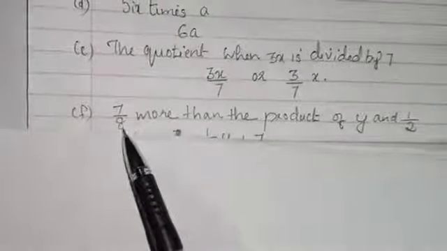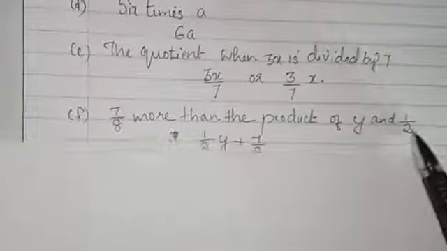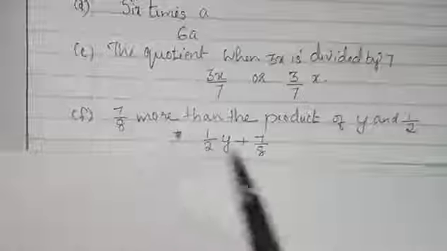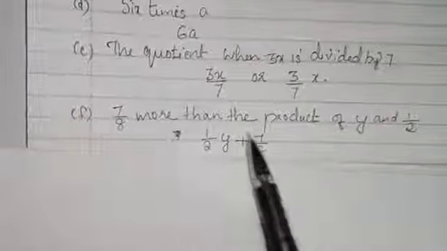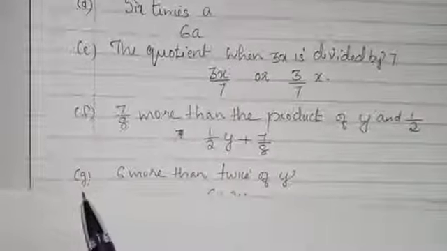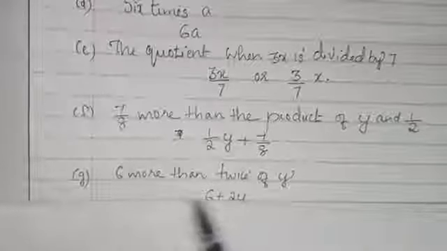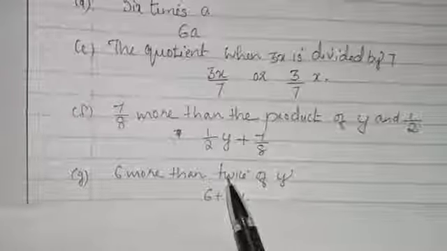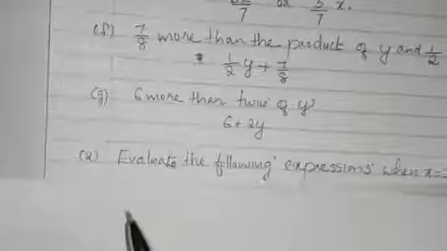Then option F, 7 by 8 more than the product of y and 1 by 2. So first you have to find the product of y and 1 by 2. 1 by 2 into y. Then more means plus. So 1 by 2 into y plus 7 by 8. Then option D, 6 more than twice of y. 6 more than means use the symbol plus. Twice means double. So 2 into y. So 6 plus 2y.